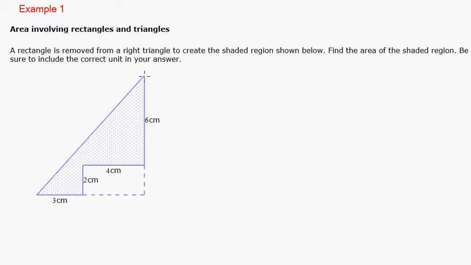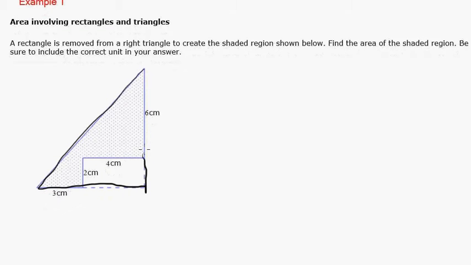The first thing is, notice that this is a triangle right here, okay? And the part that's missing from the triangle is a rectangle, all right? So think of it as that we're just going to cut this out. We're just going to cut this part out. And what's left is the shaded area.